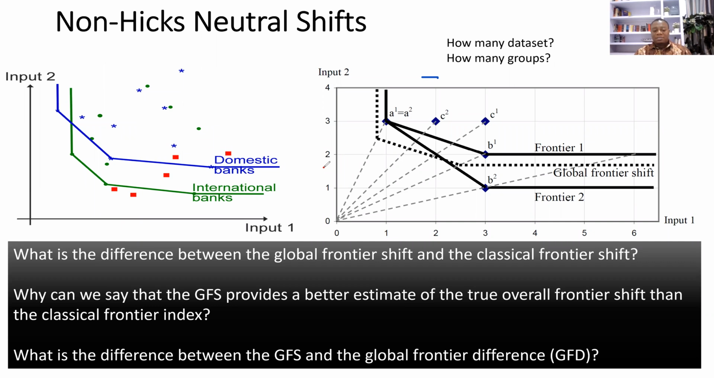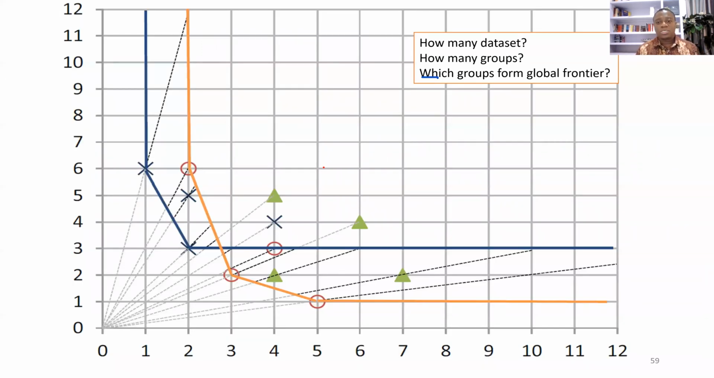Different observation. But when you go to the other one, the global frontier shift, all it sees is the years. It doesn't even see whether there are different groups of banks, like foreign, domestic. No, it doesn't see those differences. It only sees time. All right, so that's it. Okay, so take note of the difference there. Now, let me go to this.